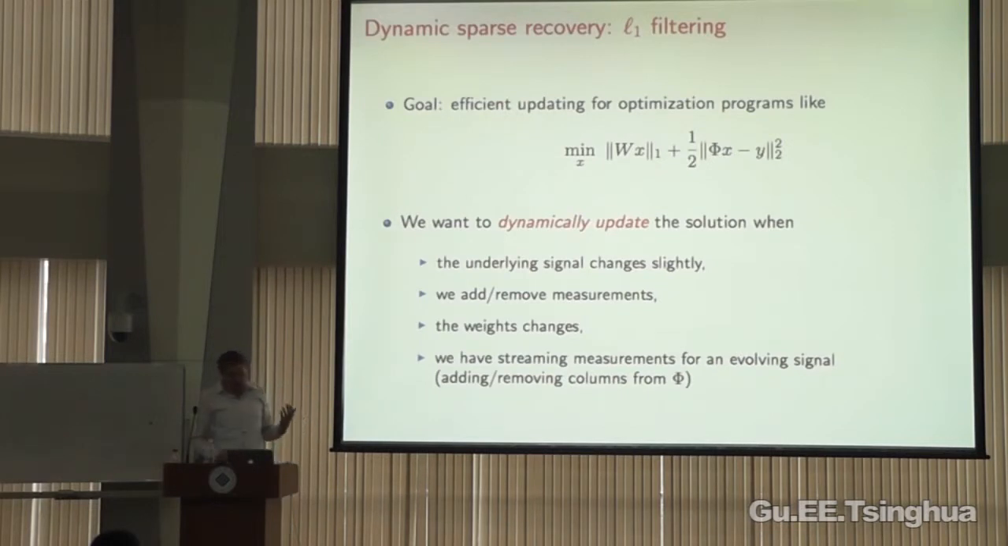And then, again, if we have this kind of Kalman filter setup, we have streaming measurements and an evolving signal. What can we do? It turns out we have a framework for doing all these things simultaneously. Let me try to give you a flavor for what that is. Here's how it works.